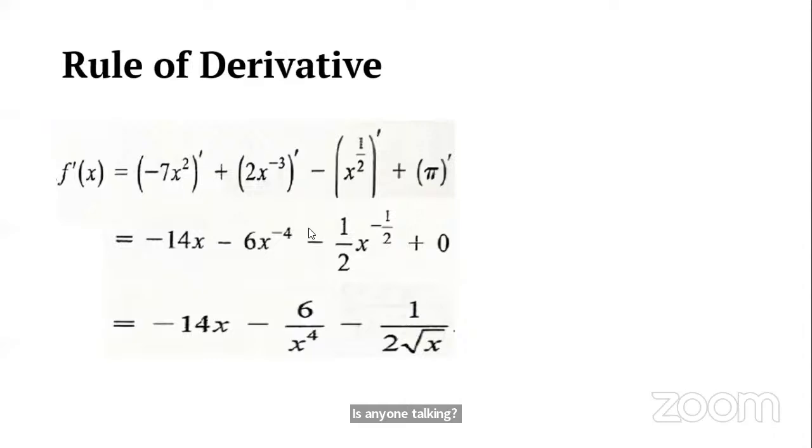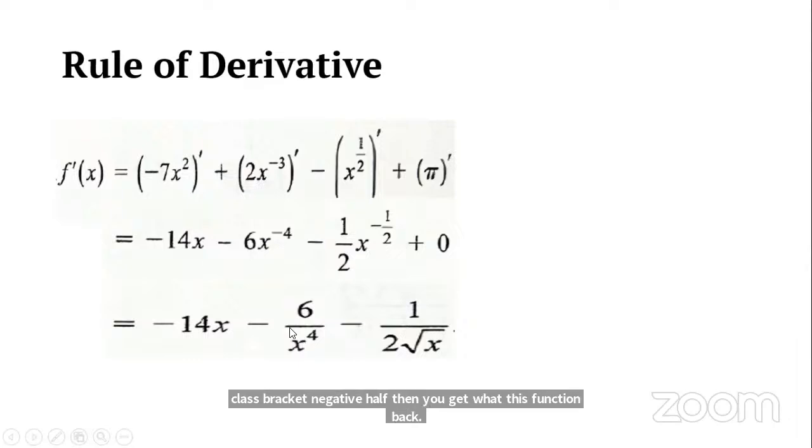So you can see here that the bases are the same. You have s and you have s here. So you can apply your indices between these two to become 6 minus half into bracket s of negative 4 plus bracket negative half. Then you get this function back. You get it? Then that's all.